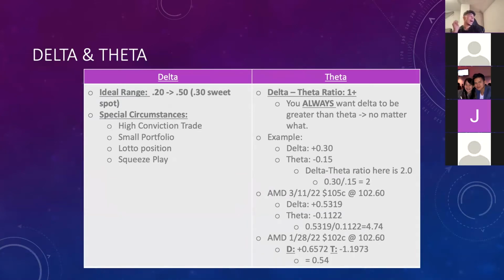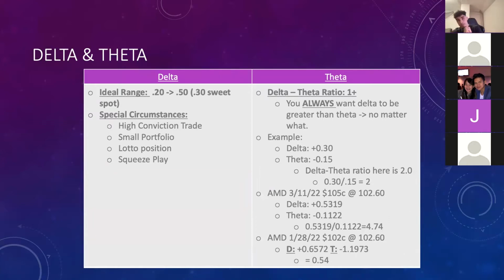The next thing would be a high conviction trade. Like if you have insider information, or you have the strongest support of any support known to man beneath your stock, buying a contract that does have a lower delta will be okay in that scenario.